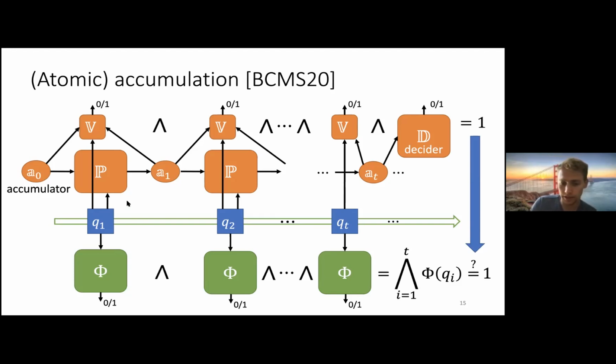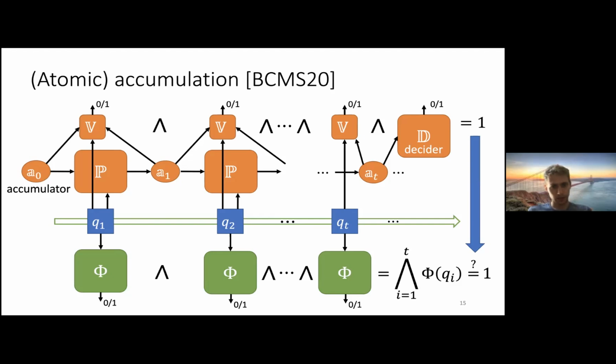So there are two ways to check that phi of Qi is equal to 1 for all i. One is just checking it individually. And the new way of doing this that we propose is accumulating all of the checks into a single big check that is done by a decider. And computationally, one implies the other. Is this clear?